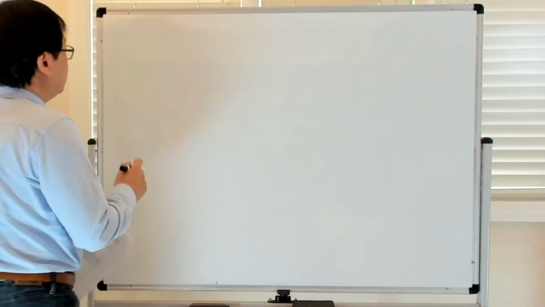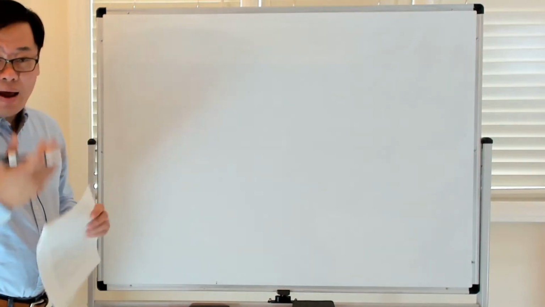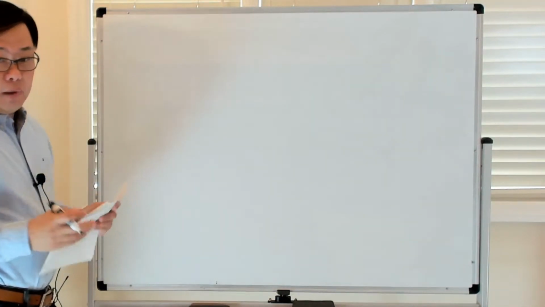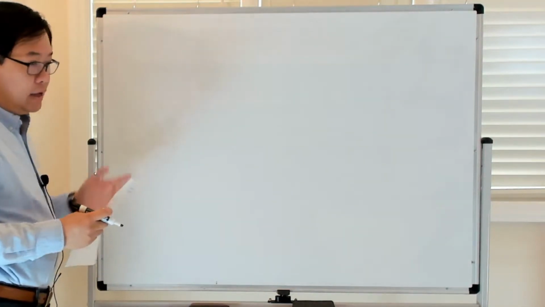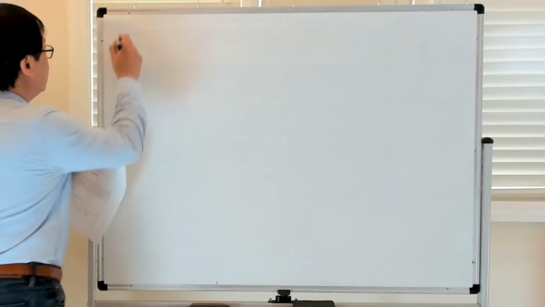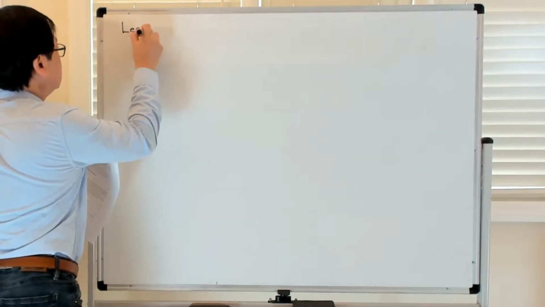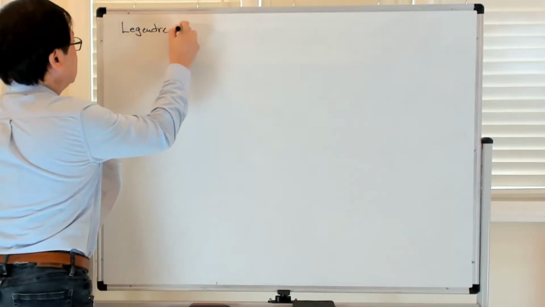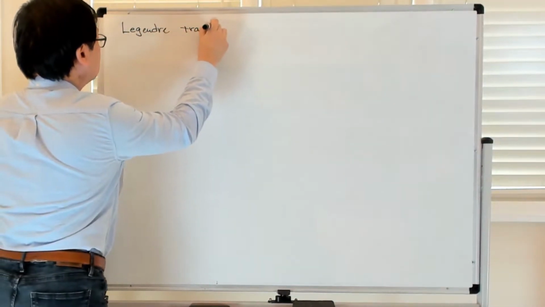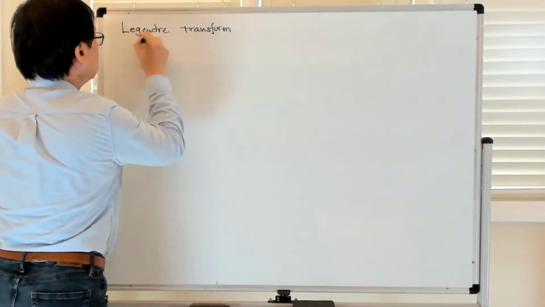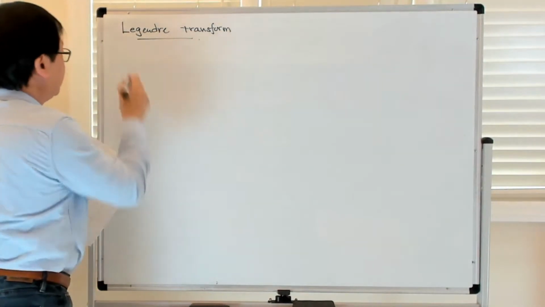All right, so now we're going to talk about the Legendre transform, which is a way of expressing duality between convex functions, and things along those lines. So the Legendre transform. Let's say we're given a convex function.